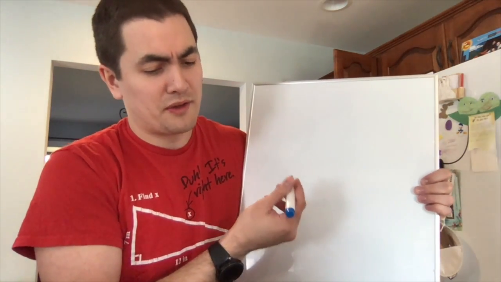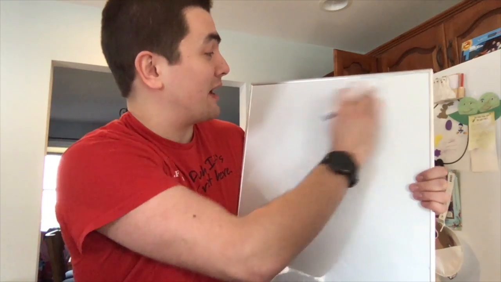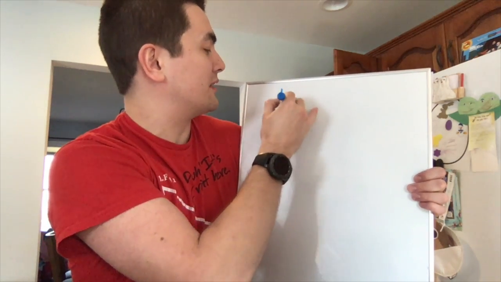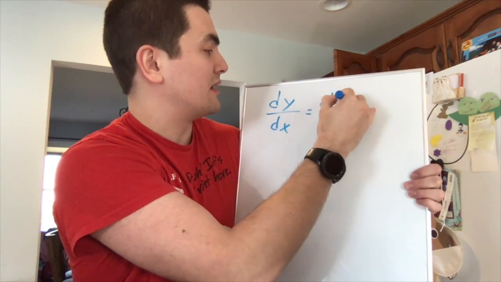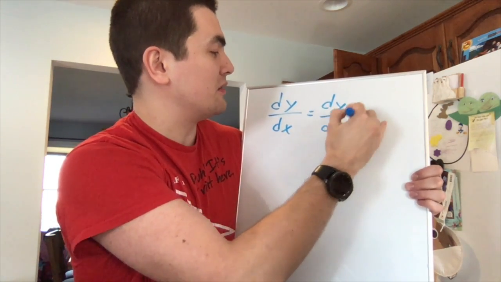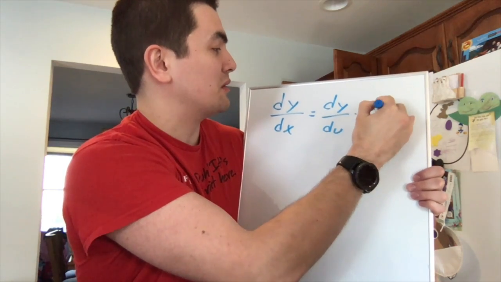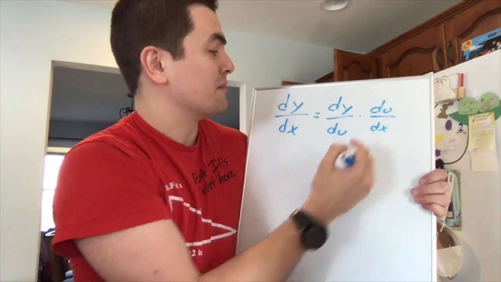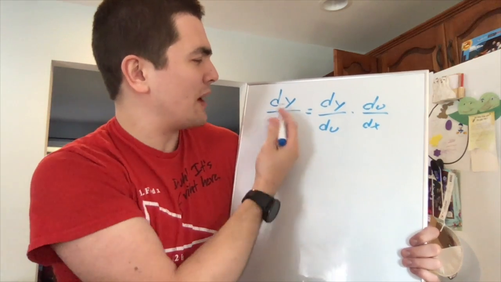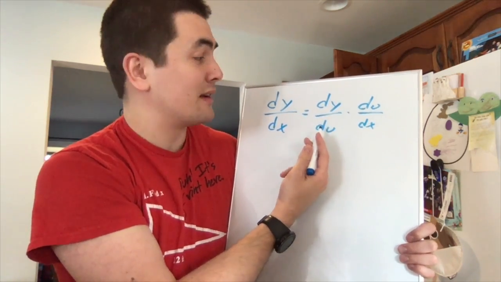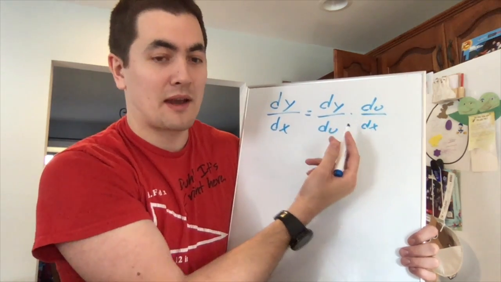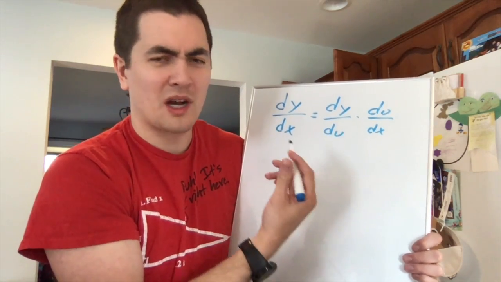All right, so the chain rule. It's written down like this. If you have dy over dx, that's the same thing as saying dy over du times du over dx. And the way that I read it is you take the derivative of the outside times the derivative of the inside. Okay, and we'll do a couple of examples here.